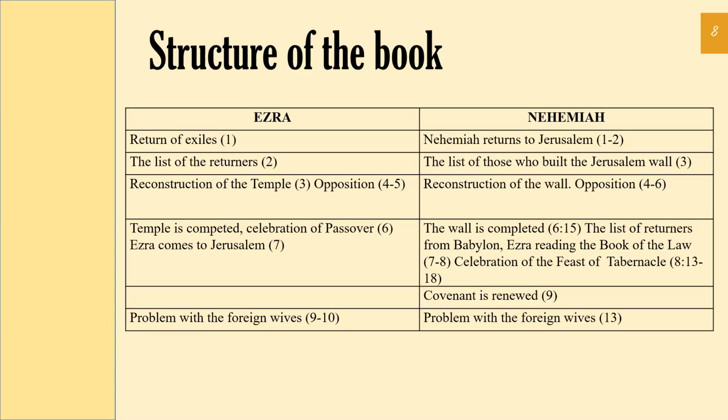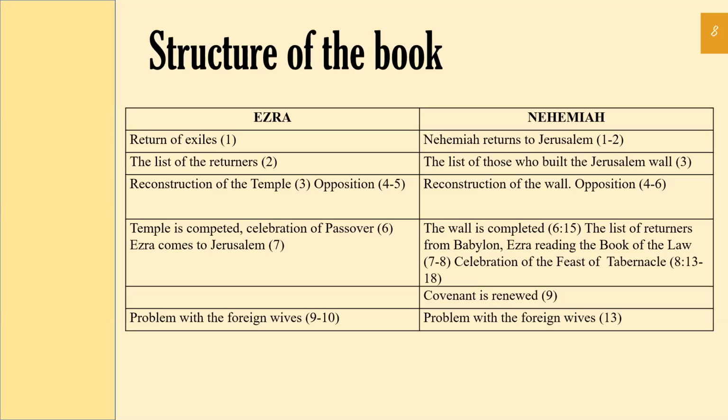And after that, we have the covenant renewed in Nehemiah, which is not actually repeated in the book of Ezra. But this is a common point because at this moment, Ezra appears in the book of Nehemiah. So it looks like Ezra is functioning in both books as well. And finally, we have the same issue at the end of each book, and this is the issue of the foreign wives. So it is repeated in Ezra chapters 9 to 10 and Nehemiah chapter 13.